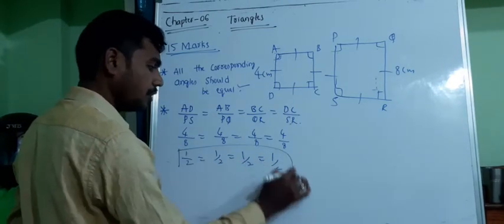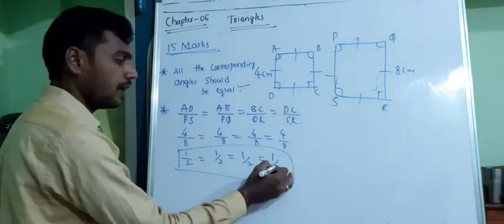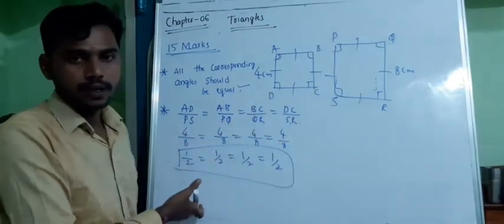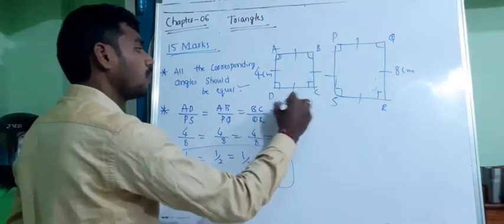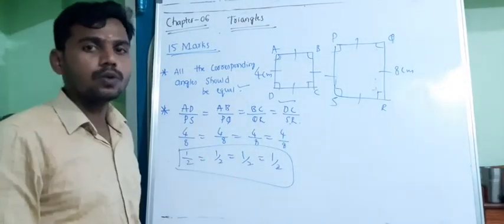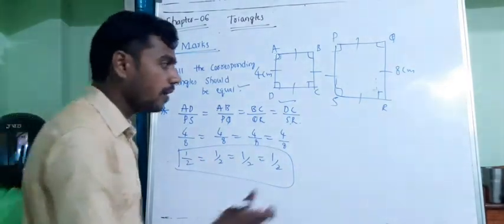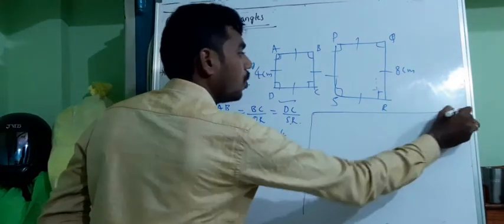So all the ratios of all the corresponding sides are equal, or all the sides are in proportion. So these are the two criteria for any polygon to be similar. So what if I take two polygons?